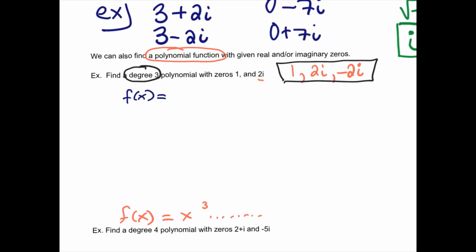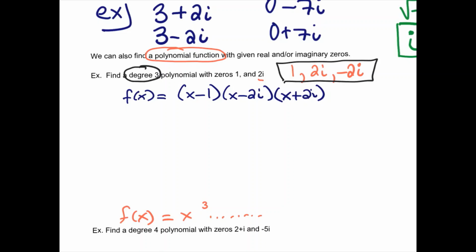Remember, we said if 1 is a 0, x minus 1 is a factor. So if 2i is a 0, x minus 2i is a factor. And if negative 2i is a 0, x plus 2i is a factor. So the only tricky part about this is we now have a lot of algebra to do. So we just have to FOIL these 3 things together.